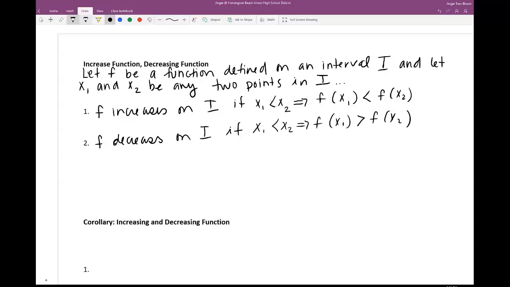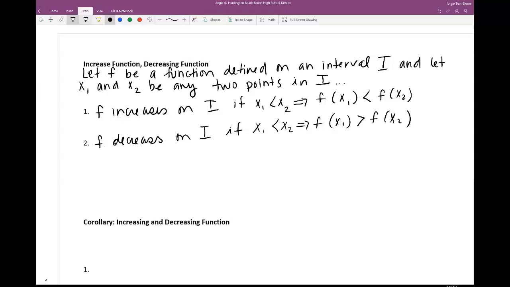So I'm picking 2 points, x1 and x2. x1 is always less than x2. No big deal on either one, okay? But it increases if the y value of x1 is less than the y value of x2. So what does that mean? That means I'm going from small to big, so that has to be increasing. It decreases if the y value of x1 is greater than the y value of x2, and that makes sense because I'm going from high to low.